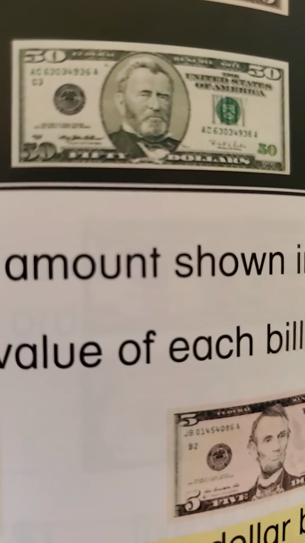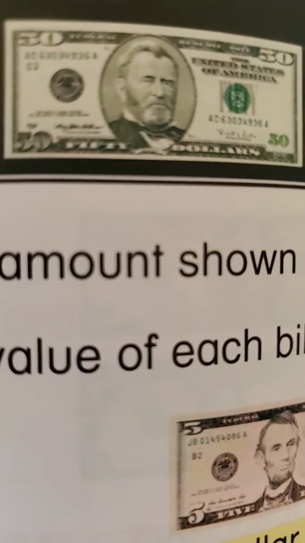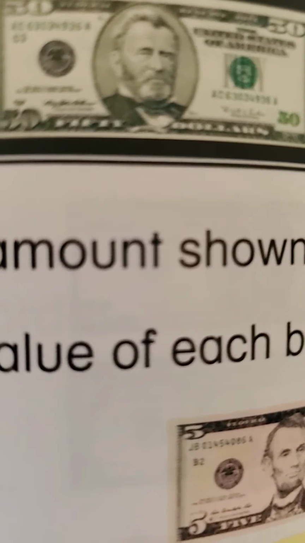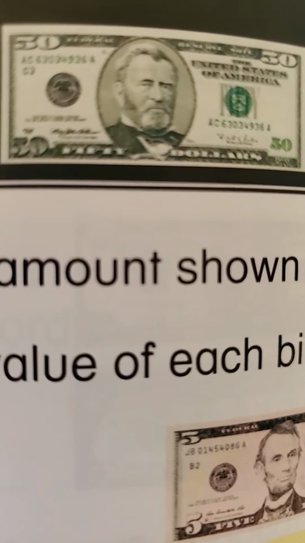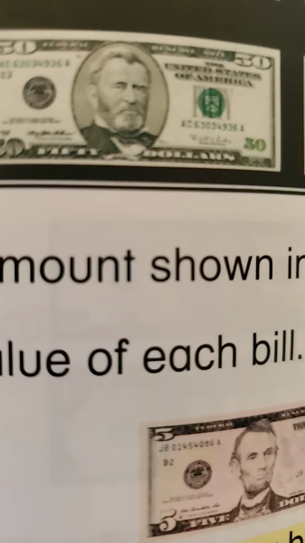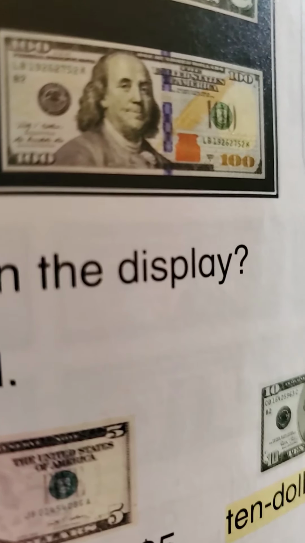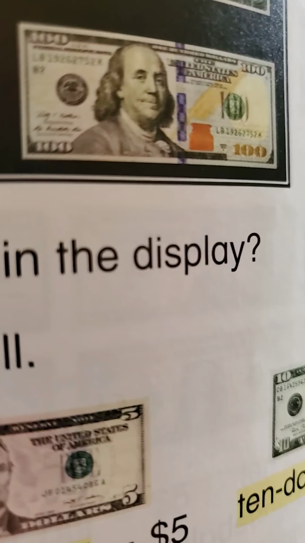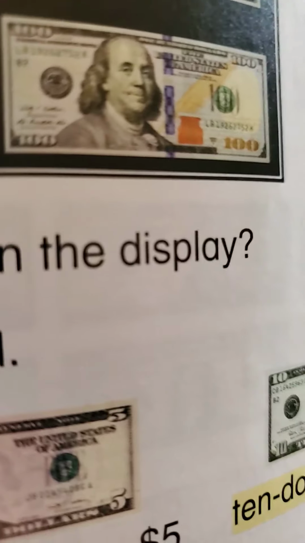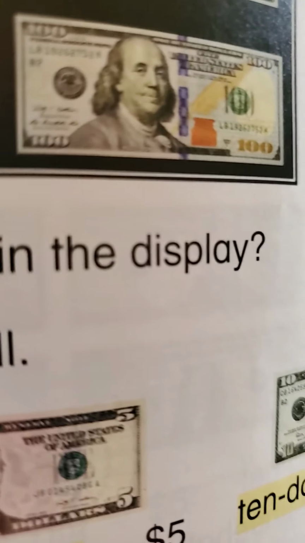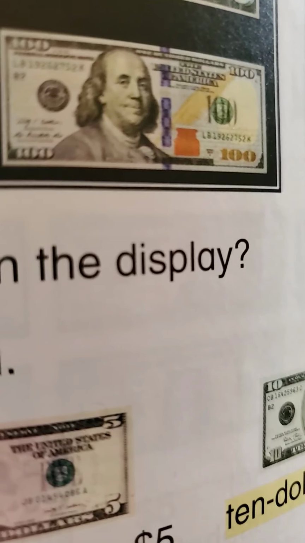And the $50 bill has Ulysses S. Grant on the cover. Again, this one has the number 50 written in every corner, right? And then at last, you have the $100 bill. The $100 bill has Benjamin Franklin. And again, in every corner, every vertex, you have the number 100.